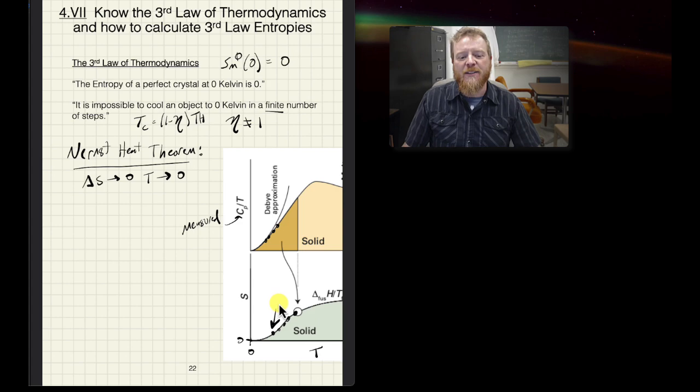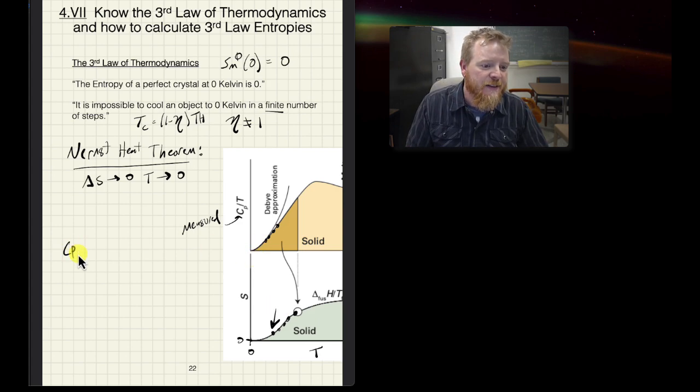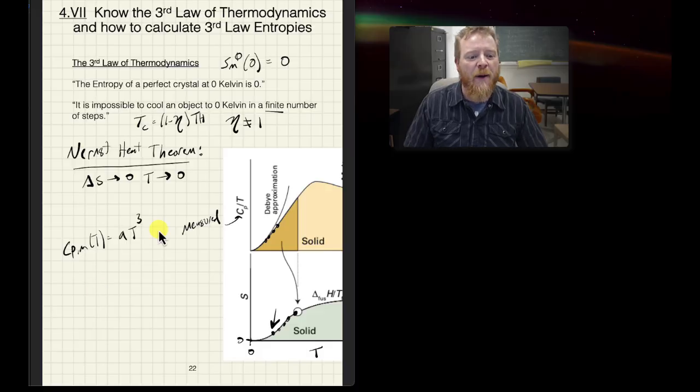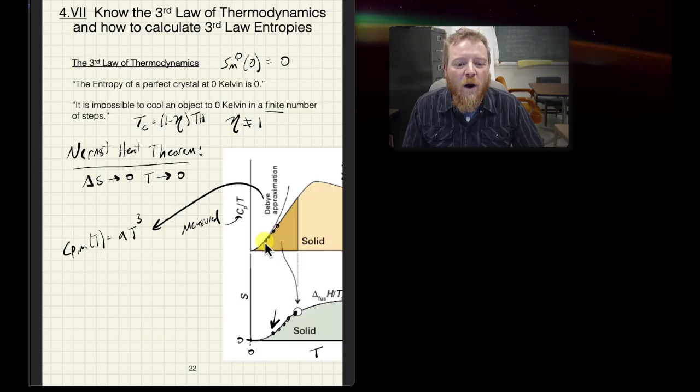So the Debye approximation says, well, we will approximate the heat capacity, CPM, as a function of T. CPM as a function of T equals some fit constant times T raised to the third power. So that is our Debye approximation. And that approximation kicks in once we're at the point where we can no longer measure changes getting down to 0 Kelvin.